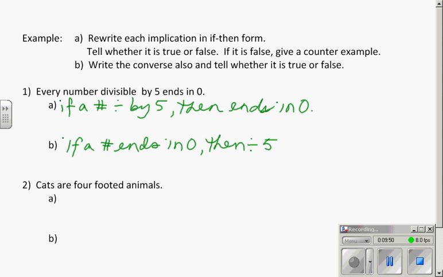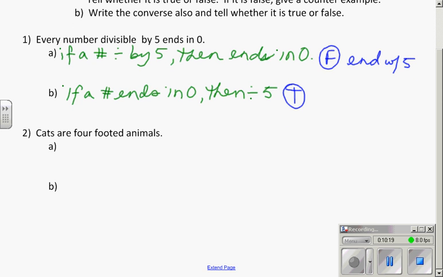Now, are these true or false? So if a number is divisible by 5, does it have to end in 0? No, that's false. It could end with 5. So you could either write end with 5 or you could put 55 as your counterexample. So if a number ends in 0, does it have to be divisible by 5? That is true. 5 will always go into a number that ends in 0. Notice it's not saying that 5 is the only factor. It's just saying that 5 will always go into it.